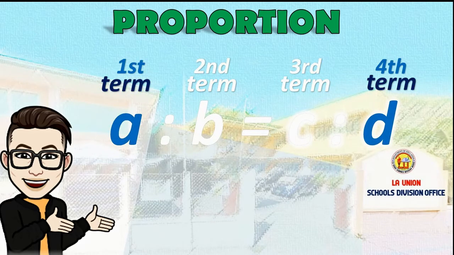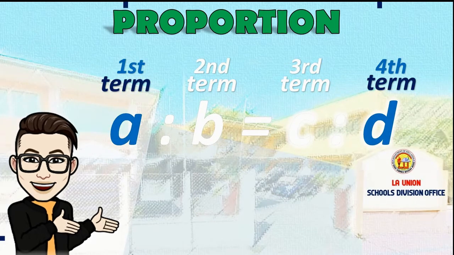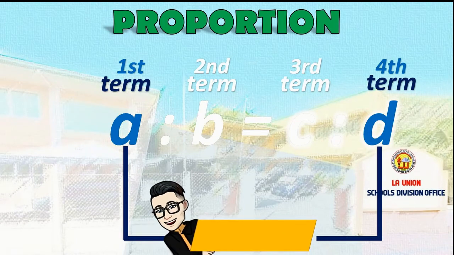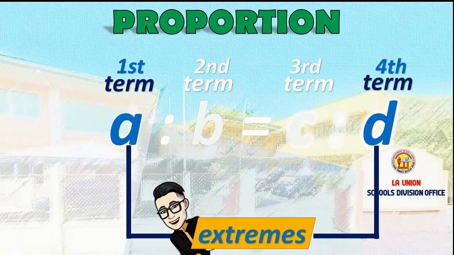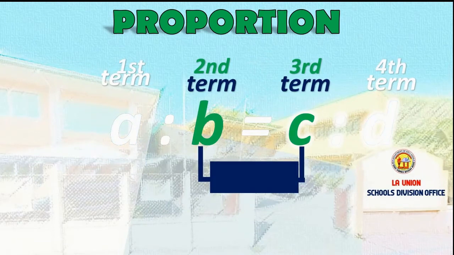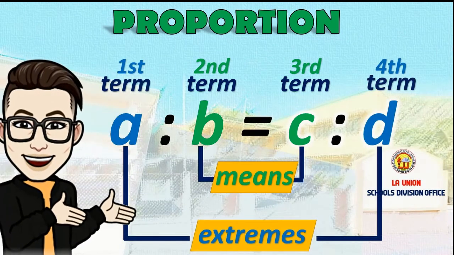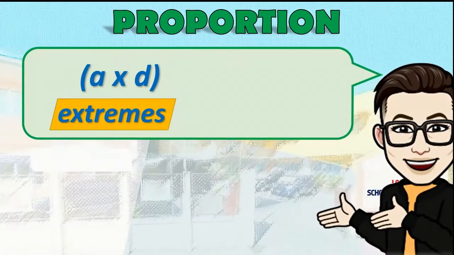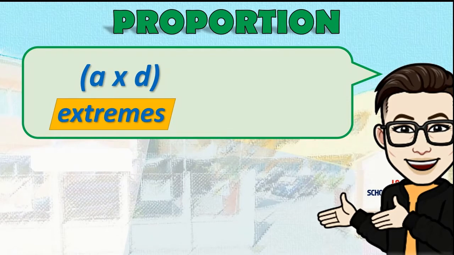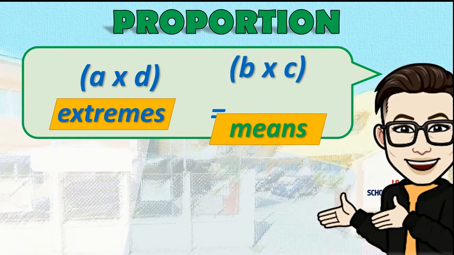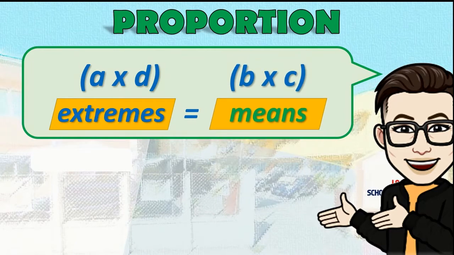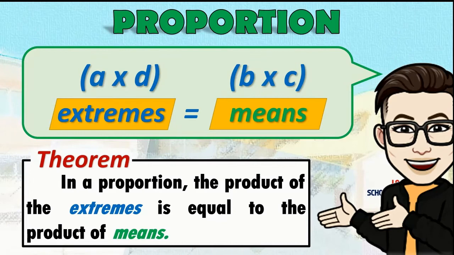The first term and the fourth term is what we call extremes. And the second term and third term is what we call means. And the product of the first term and the last term, or A and D, is the extremes. And the product of B and C is means. And according to our theorem, in a proportion, the product of the extremes is equal to the product of means.